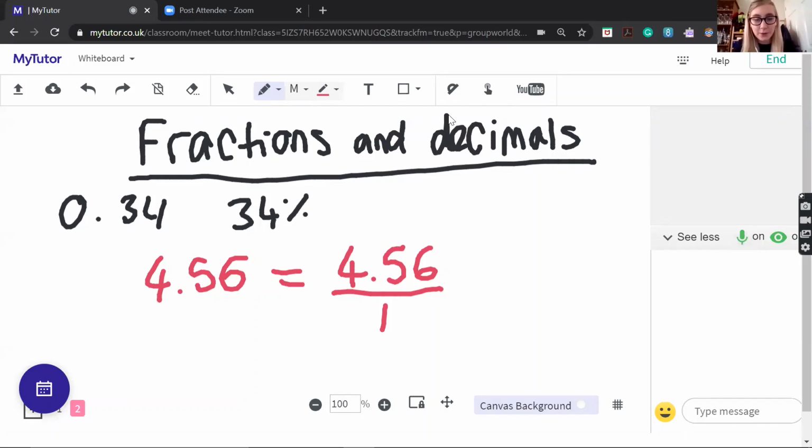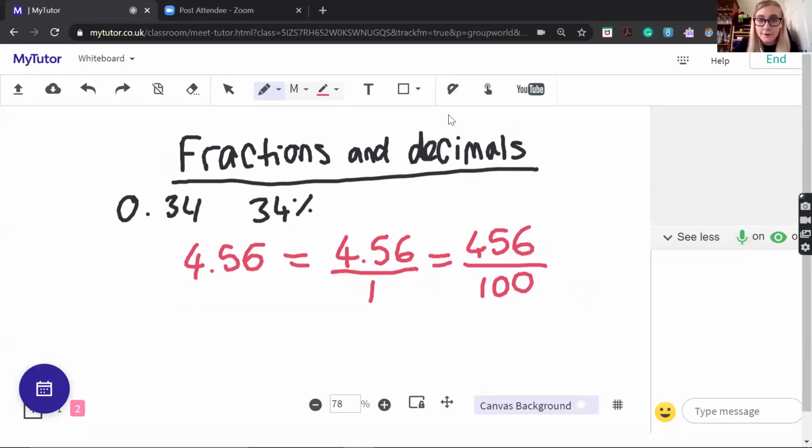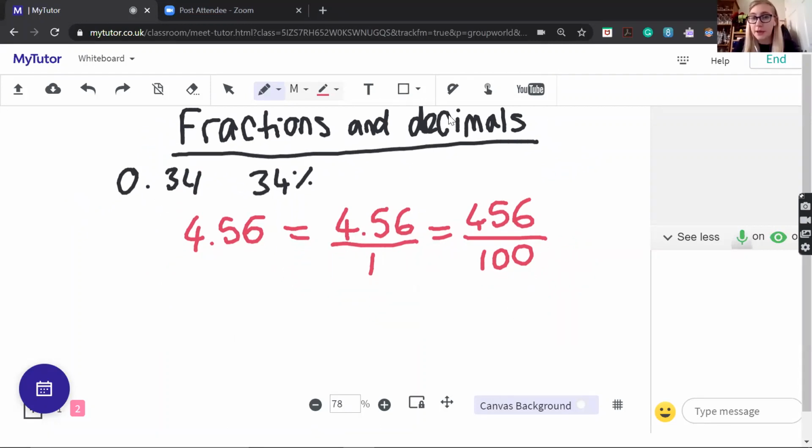So we will times it by 100 to get rid of this decimal point. Because there are 2 numbers here after the decimal point, times it by 100 will make it 456. I hope that makes sense. So we have 456 over 100. And now, hopefully you can see that we can divide both of these numbers by 2.